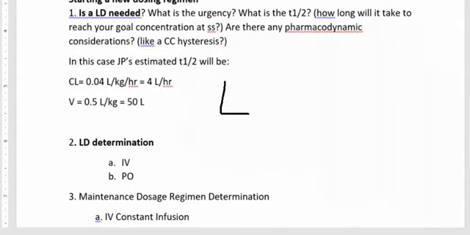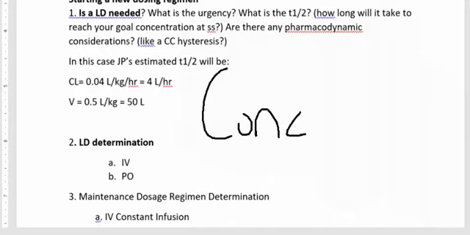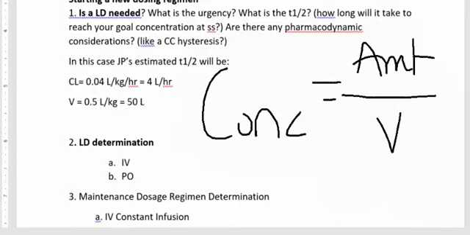Well, let me tell you a way you can memorize this. When we're looking at a concentration, what is concentration? Isn't it amount over volume? So if we're shooting for a certain concentration, so this is our target concentration.